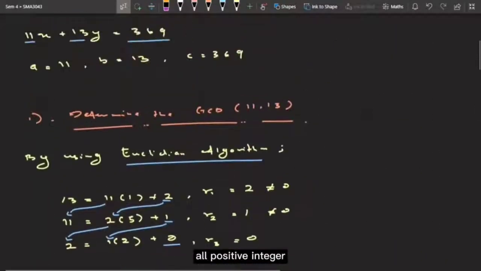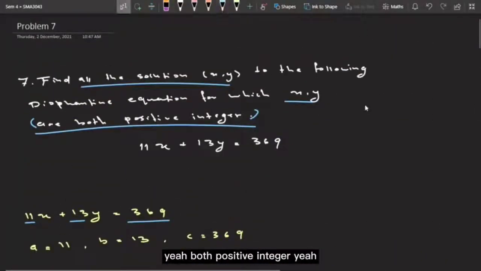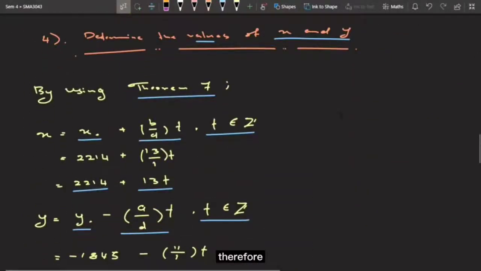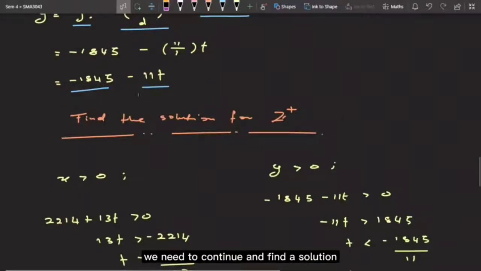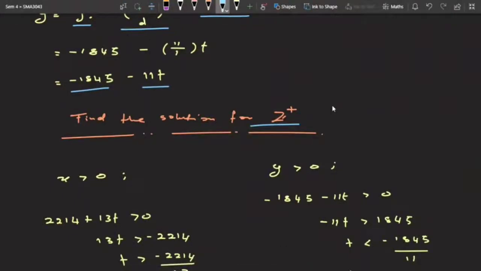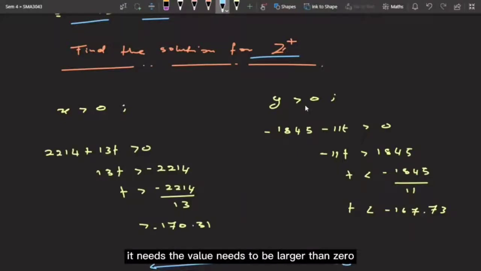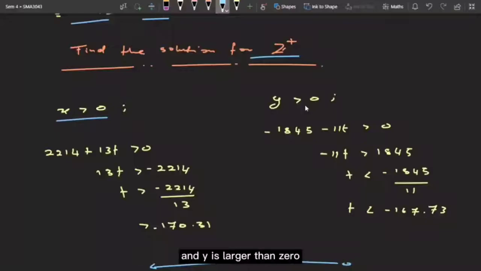However, since our question asks for x and y both to be positive integers, we need to continue and find a solution for the positive integers. Now, one thing about positive integers, you need to know that the value needs to be larger than 0, because 0 is not a positive integer. Hence, x is larger than 0 and y is larger than 0.